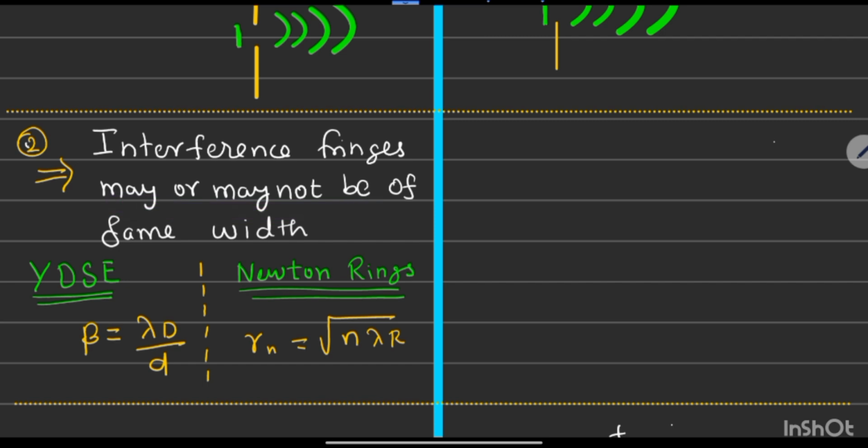If we take Young's double slit experiment, the fringe width is given by lambda D by small d, where lambda is the wavelength of light, capital D is the distance between the slit and screen, and small d is the distance between the slits. So all these are constant. So the fringe width is constant.